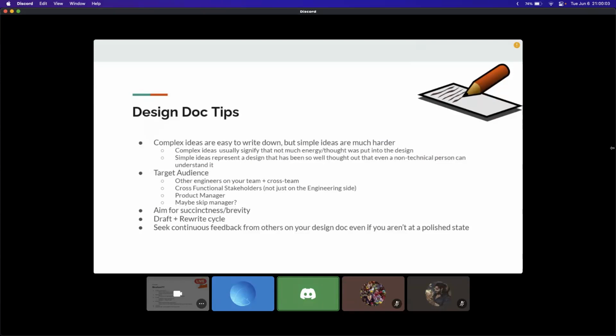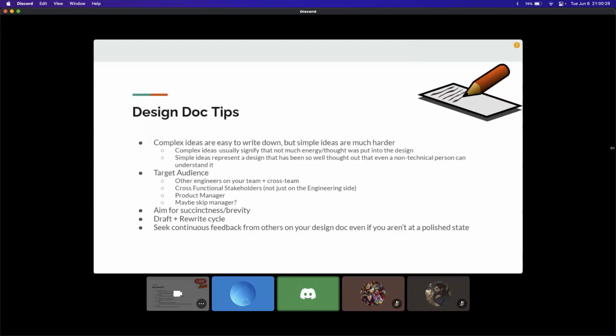But simple ideas are much harder. If you have simple ideas written out in your design doc, it really shows the reader that you took so much effort to think through a design that has been so well thought out to the point that even a non-technical person can understand it. If I read a good design doc, I want to walk away thinking, wow, this is so simple to understand, and this person really put a lot of thought into the design.